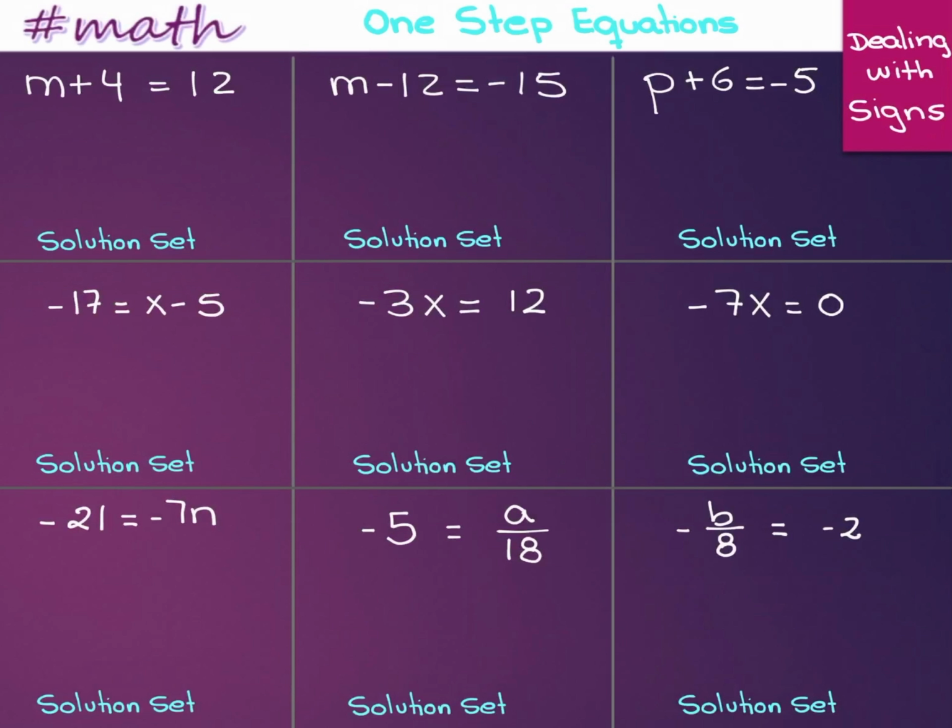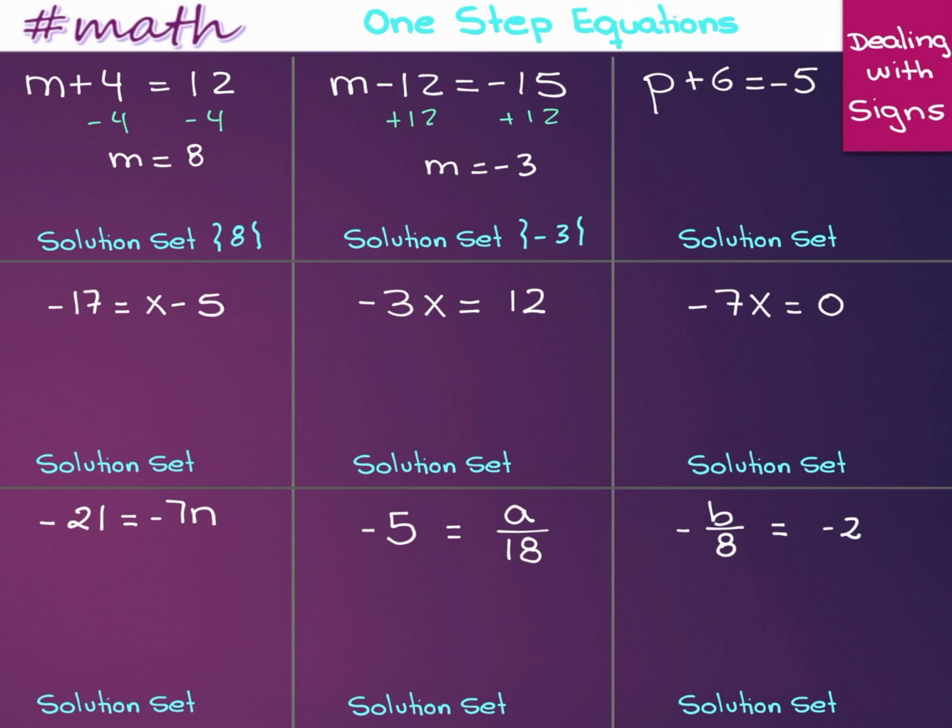Let's practice to master how to manage signs. So in the first example, we want to subtract 4 on both sides, and we get m equals 12 minus 4 is 8. So the solution set is the set containing the 8. On the next example, we want to add 12 to both sides. So we get m equals 15 minus 12 is 3. And because the largest one has a negative sign, the answer is going to be negative. So the solution set is negative 3.